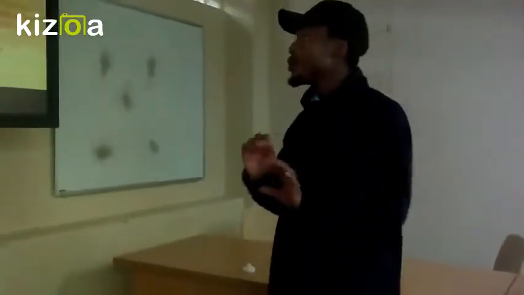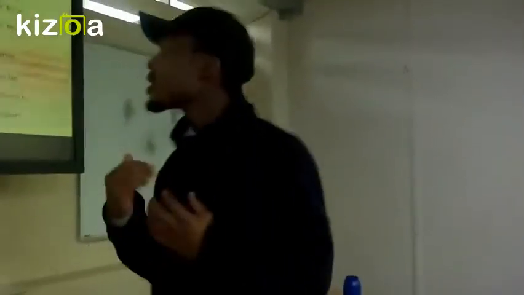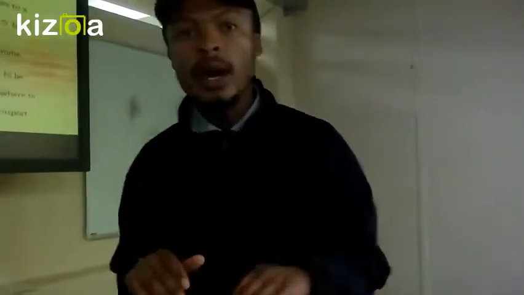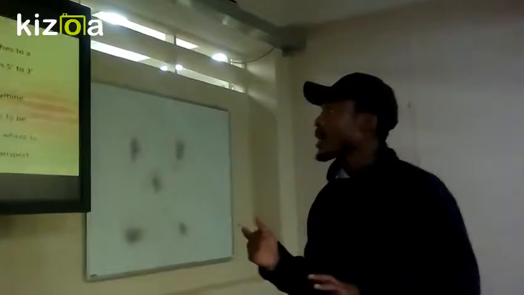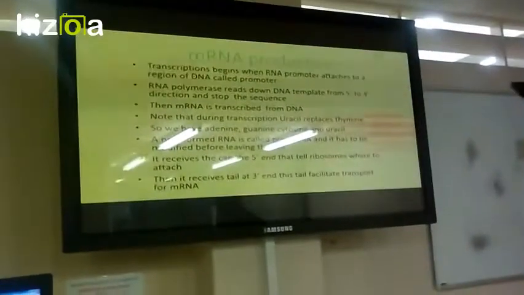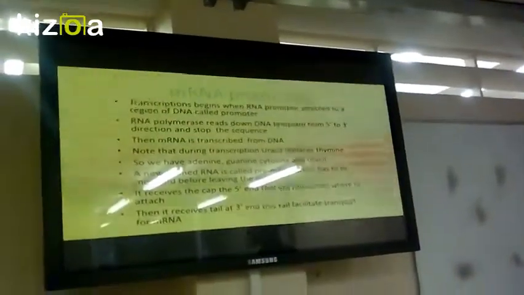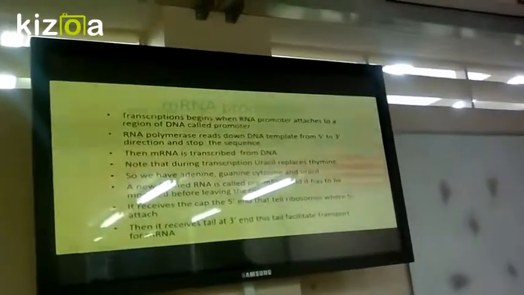Note that during transcription, uracil is actually replacing thymine. So now we have new bases, which are adenine, guanine, cytosine, and uracil. Then thymine goes away, and the newly formed RNA is called pre-mRNA. It has to be modified before leaving the nucleus.